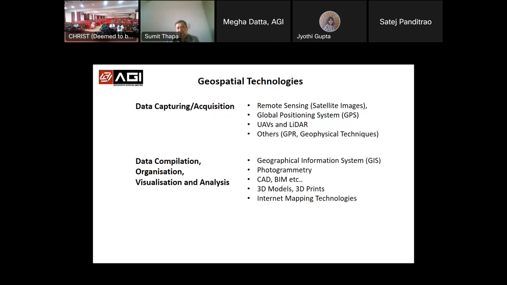And then data compilation, organization, visualization, analysis, where you see GIS tools. Probably you must have heard about proprietary tools today: ArcGIS, Bentley products, MapInfo. These are all proprietary, commercially available.